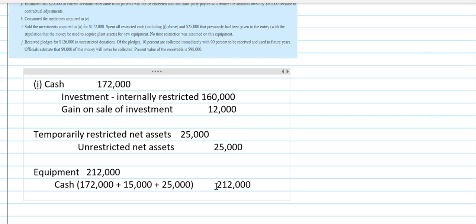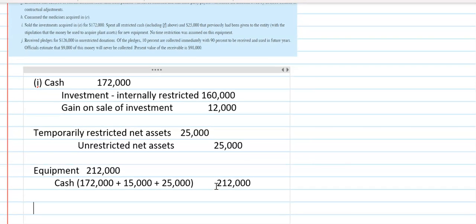So here again you see you have to do three entries, and if you do it step by step, then it will be good for you. Now the last entry. So again, last entry, you may need to think of it and break it down. The last entry is they receive pledge for 126,000. It's an unrestricted donation. And then 10% are collected immediately. With 90%, they will receive in future years.